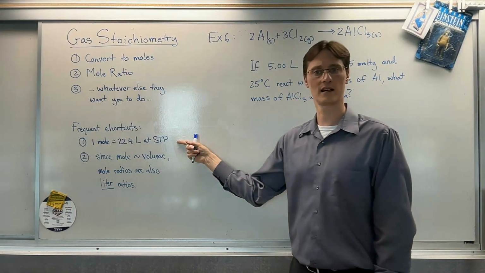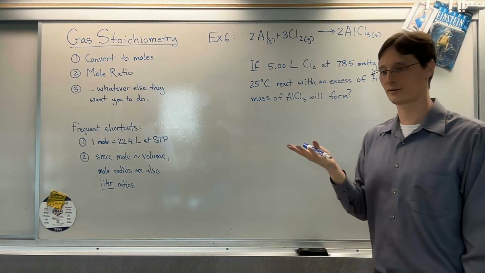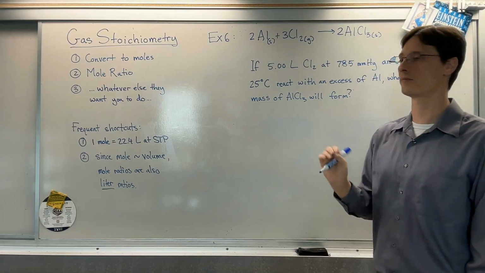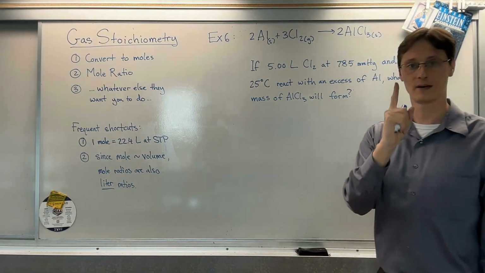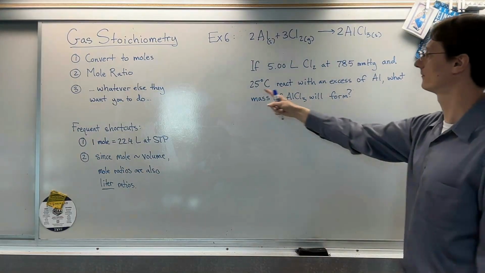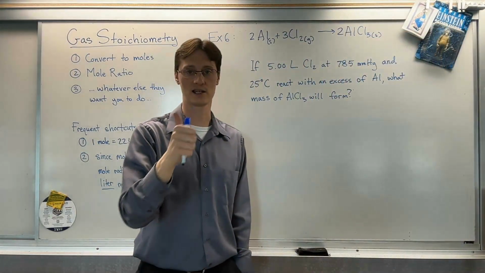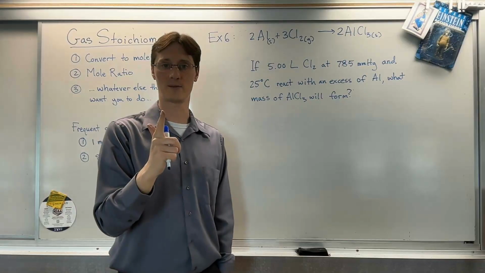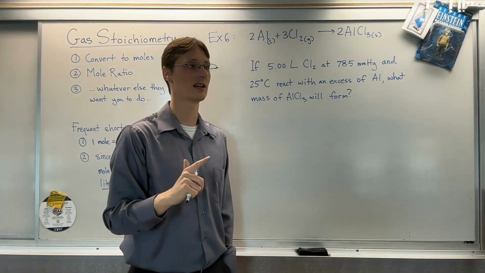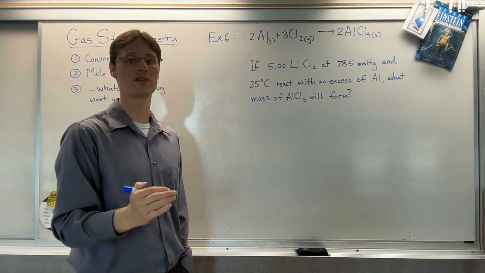Oh, Mr. Erica, why can't I do the first shortcut? Because I could just say that 22.4 liters is a mole and convert it. Nope, that will not actually work in this case. This is not standard temperature and pressure. It doesn't say STP. It doesn't say 1 atmosphere and 0 degrees Celsius. This is not STP. I can't just divide by 22.4.